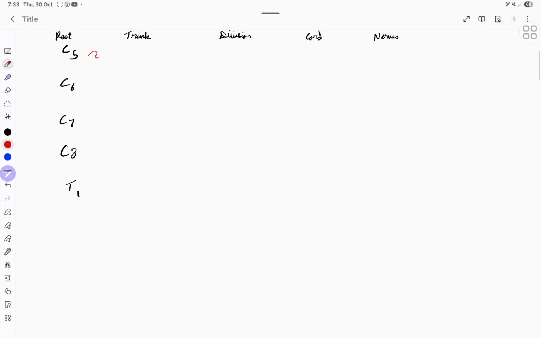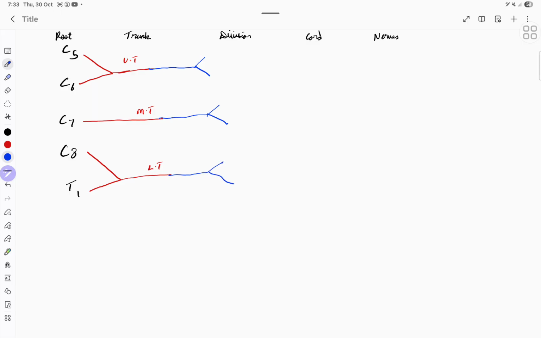The C5 and C6 roots will combine to form the upper trunk. C7 will form the middle trunk. C8 and T1 will form the lower trunk. It is upper trunk, middle trunk, and lower trunk. Then each has its own divisions. All the trunks, upper, middle, and lower, have anterior and posterior divisions.